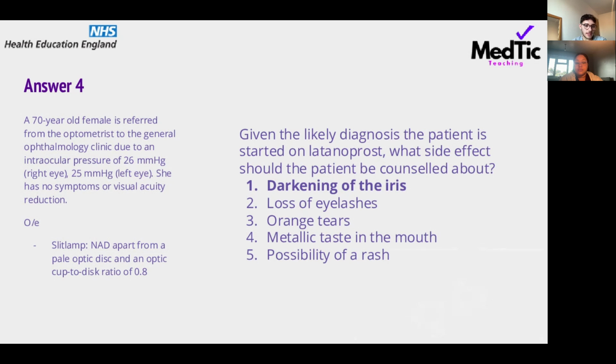So 26 and 25, so it's above 21, which is the upper limit of normal. Also on slit lamp, we see there's an increased cup to disc ratio, which shows that there's already damage to the optic nerve. It would be a little bit surprising that the patient doesn't have any symptoms or reduced visual acuity at this point, but for the sake of this question, they haven't. So that's why the patient was started on latanoprost.